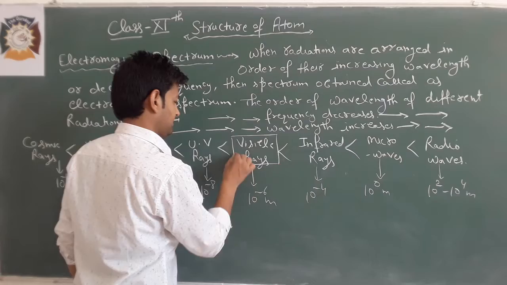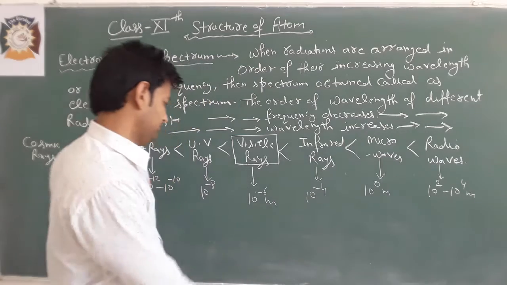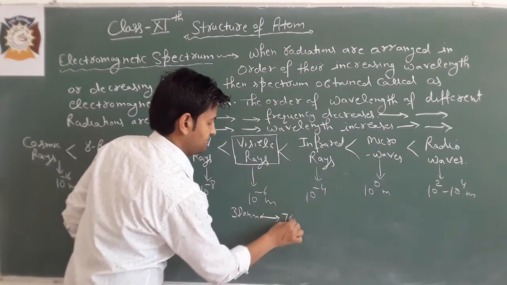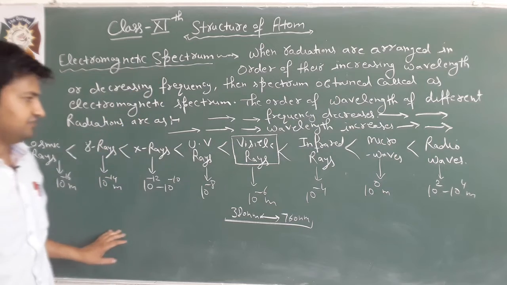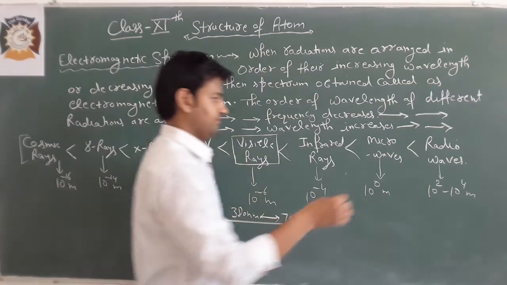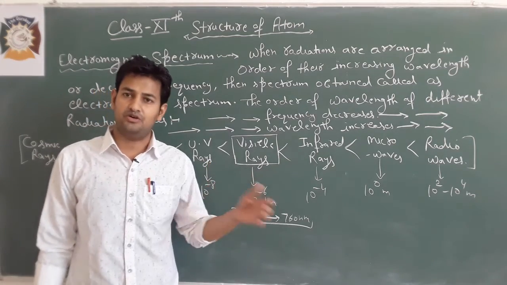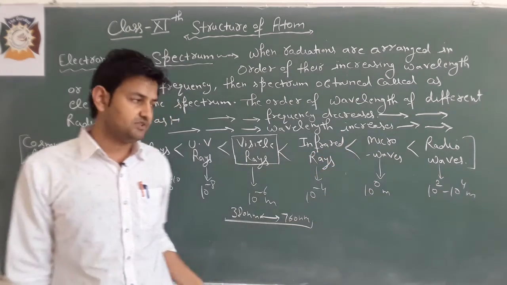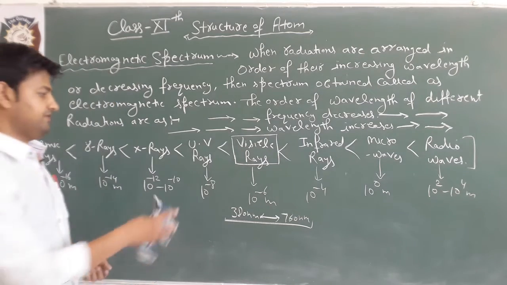Visible region has different types of wavelength, VIBGYOR, from 380 nanometer to 760 nanometers. This is about the electromagnetic spectrum and different radiations in increasing order of their wavelength. In the exam, questions can be asked in the form of which of the following has highest wavelength or highest frequency.